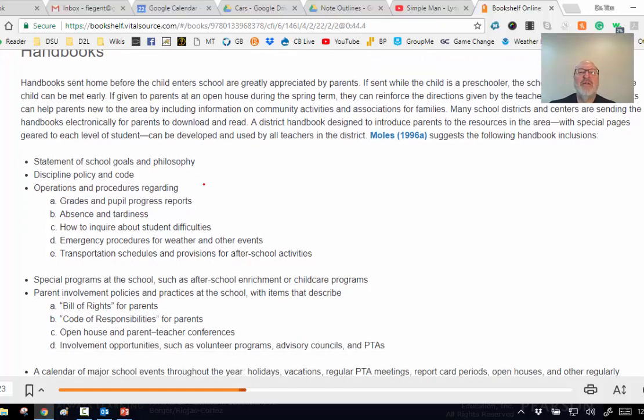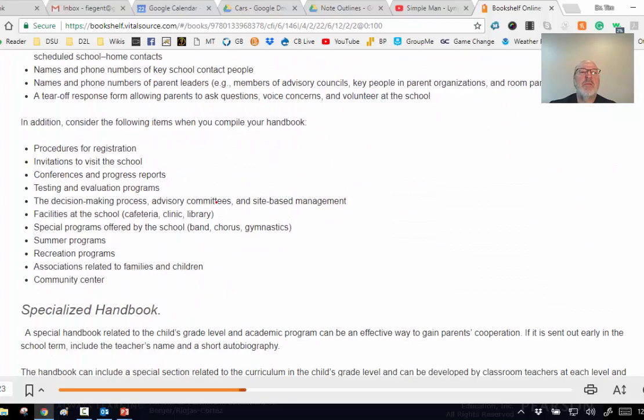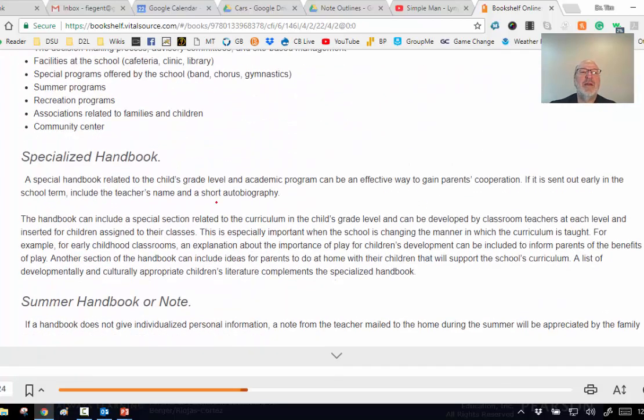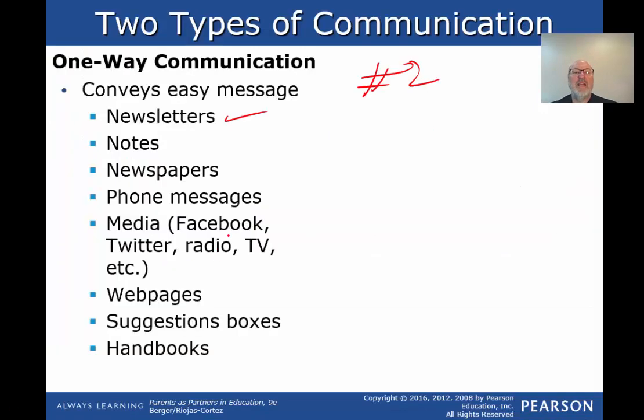In my experience with handbooks, when I was in grad school, the old professor was all about having a handbook. But every handbook I've ever seen is so cumbersome that no one ever reads them. I can remember one administrator I worked for, that was his thing to all the kids. Hey, it's in the handbook. And the parents had questions. Hey, it's in the handbook. Well, I don't know about that strategy. But these are all things for handbooks, and I'm not going to make you bring those in, or specialized summer handbook notes. So I'm not going to make you do any of those, but that is one-way communication.